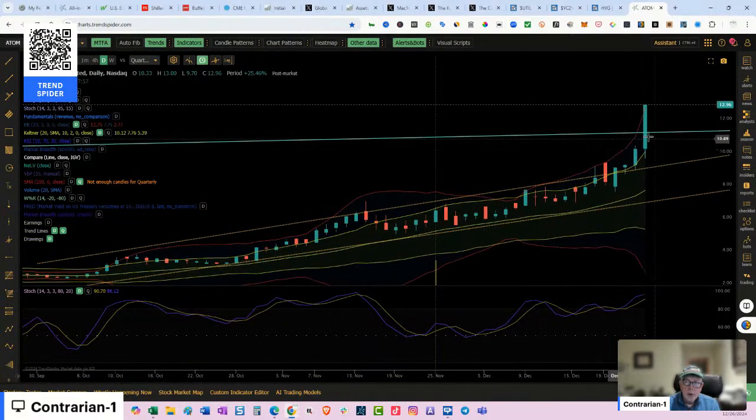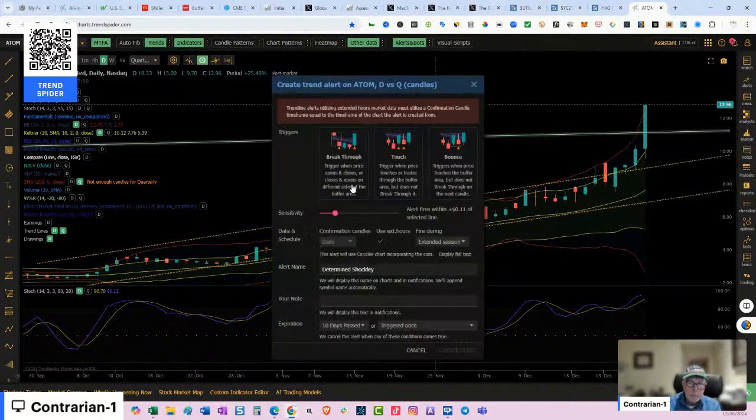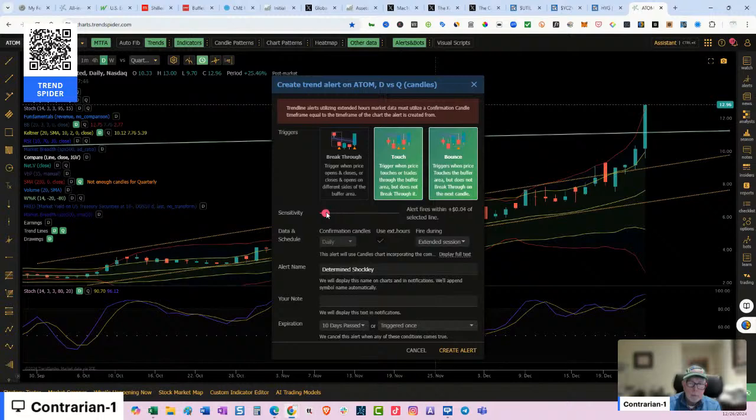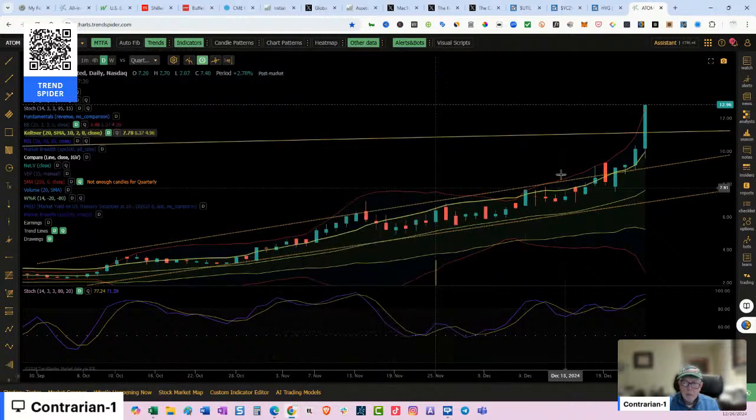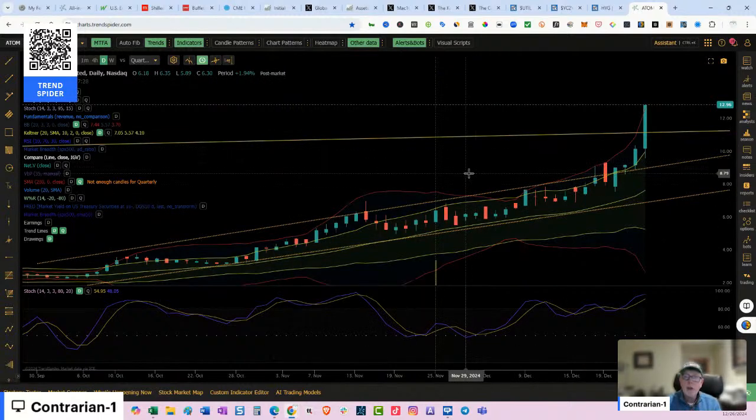Today, we blew through a resistance level like a hot knife through butter. If you're looking to add more to this, I would look for a retest of 1137 per share. It looks good. I think it's going up.